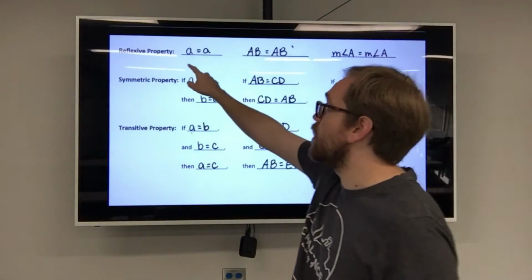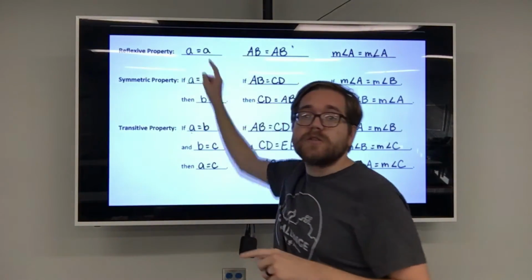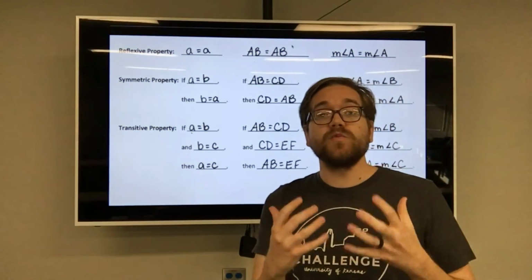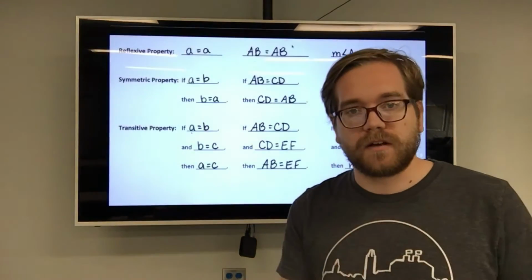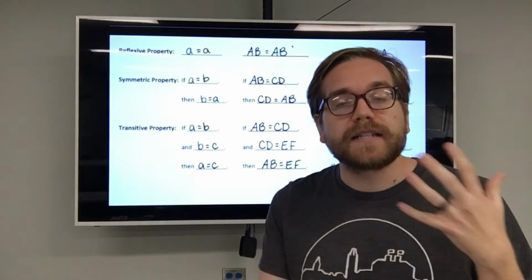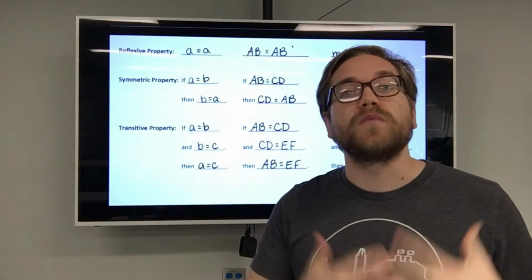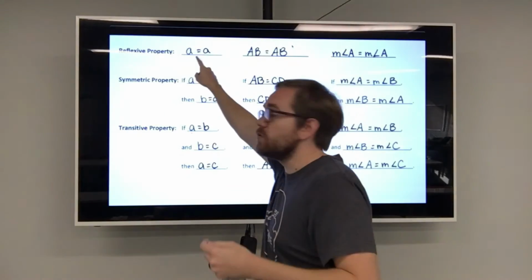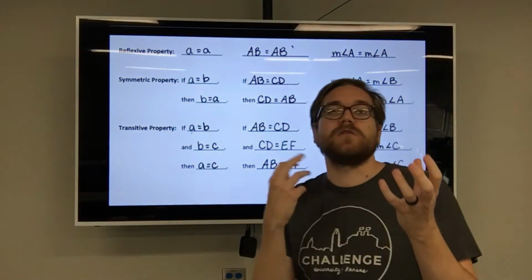First is the reflexive property. It says here that A is equal to A. The reflexive property states that any real number is equal to itself. That seems pretty basic, right? It is, but you'd be surprised how often that comes in handy when proving something to the point that you're absolutely certain. So that's what the A equals A means, that a number is equal to itself.